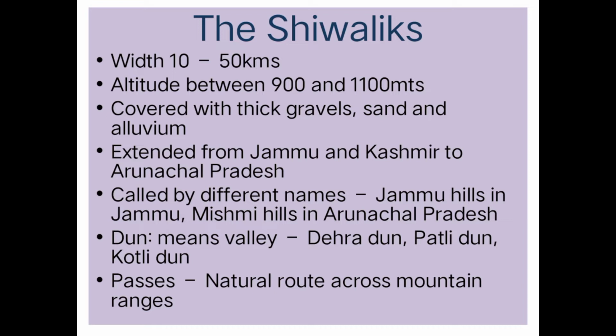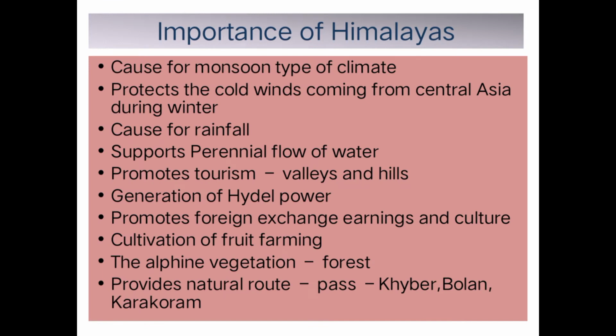The Dun means a narrow longitudinal valley between the mountain ranges. We have Dehradun, Patlidun, Kotlidun. There are also natural gaps or passes between the mountains like Nathula Pass, Shipkila Pass, these kind of passes. The natural gaps through which the Central Asian people entered into India through the land route several years ago in medieval India. The importance of Himalayas.